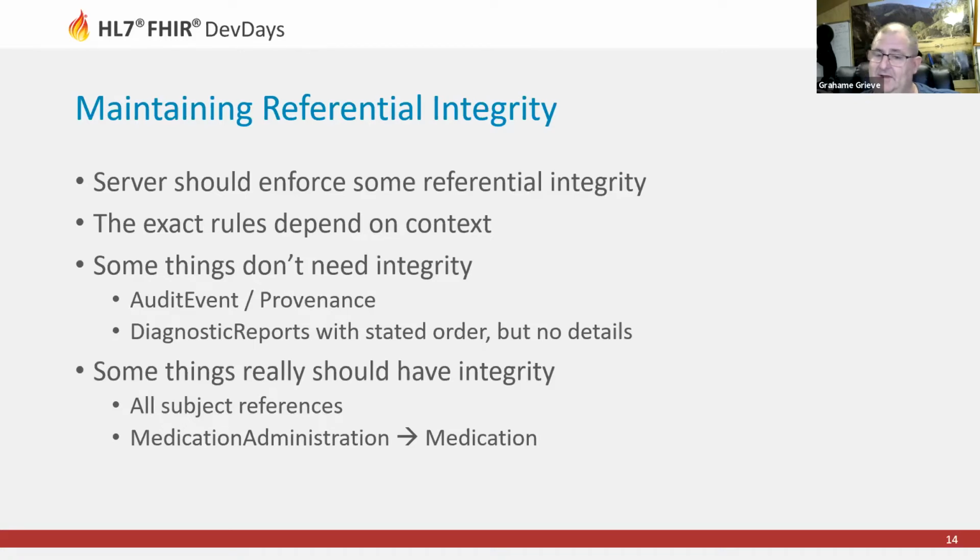Another case would be a medication administration that refers to a medication. You don't know anything about the medication administration unless you have a medication. So you really should enforce integrity on something like that. But it's actually contextual as to whether you should have referential integrity.